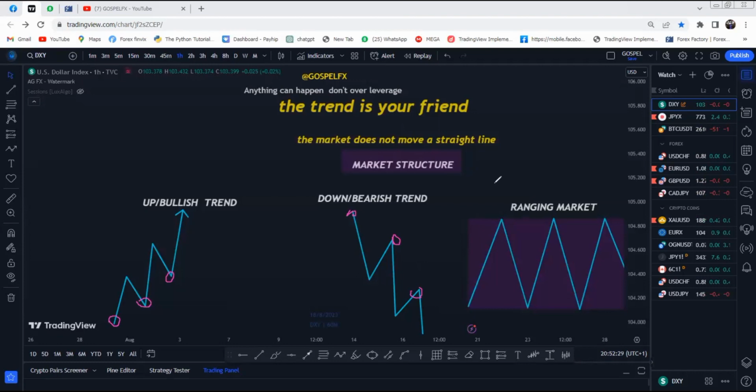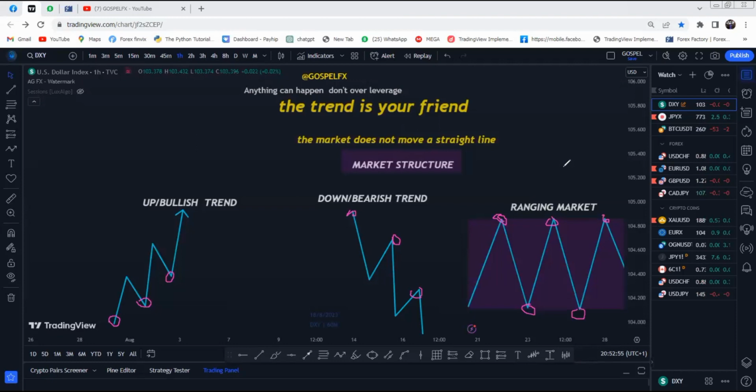Now, what about the ranging market? With this ranging market, if you study the market and you see that the market is ranging, this is where you sell at a high point like this, and you buy at a low. You sell high, and then you buy low. Remember, as we said the last time, you cannot buy at a higher price and you cannot sell at a low price. So you only buy low and you sell high.